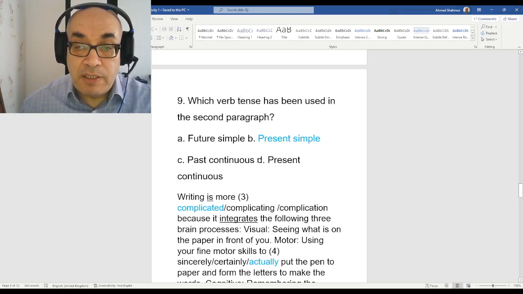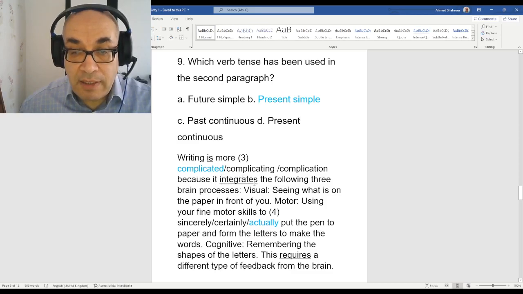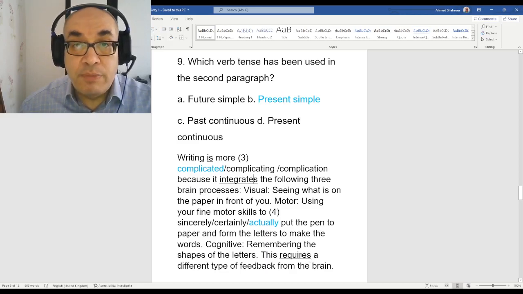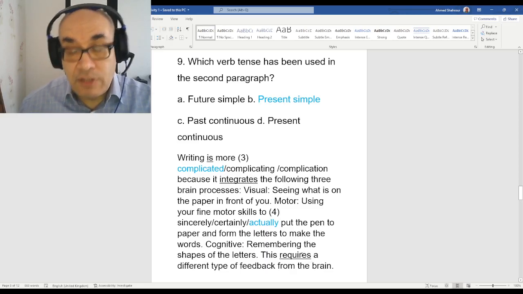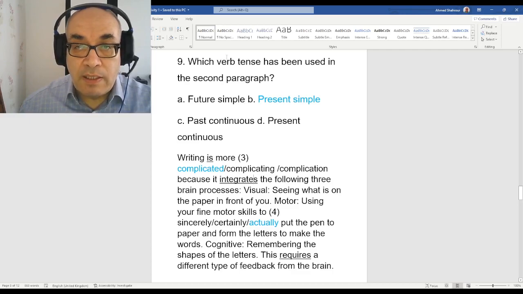The answer is present simple because if you look, we have got "integrates." This is present simple. It integrates. We put the S, third person singular S, and "requires." Again, this requires. It means it requires. So again, I put S, and this is the third person singular S. It requires. So I'm using present simple, and that's why this is the verb tense.